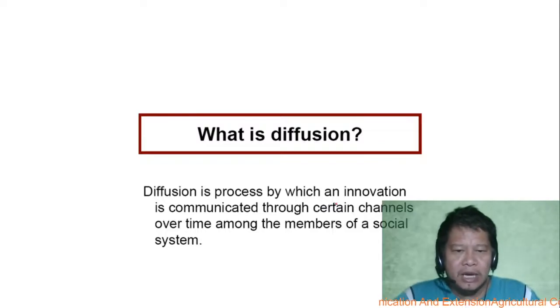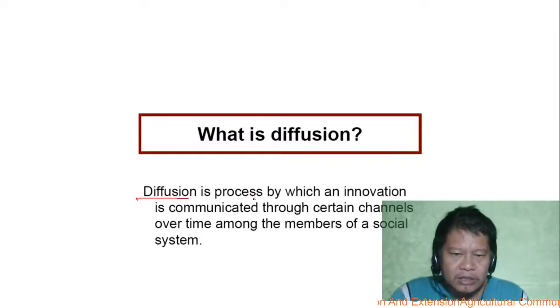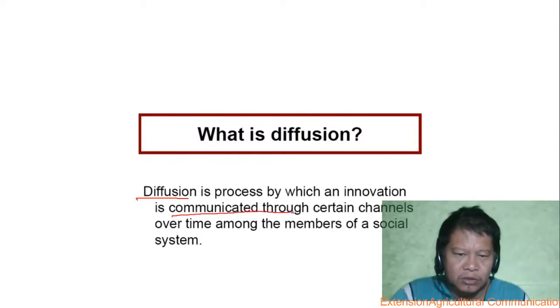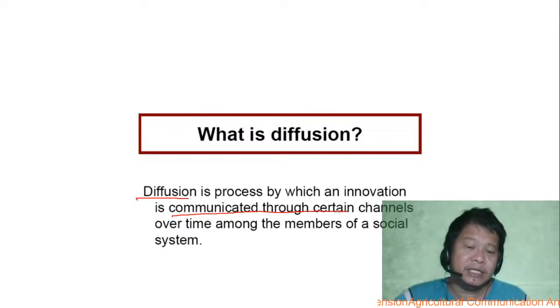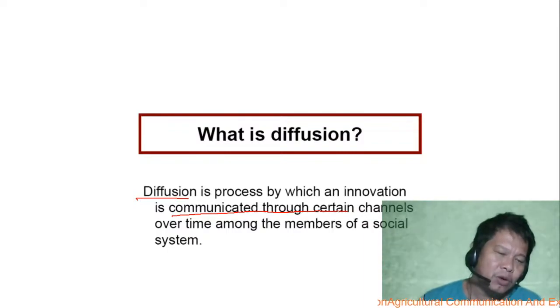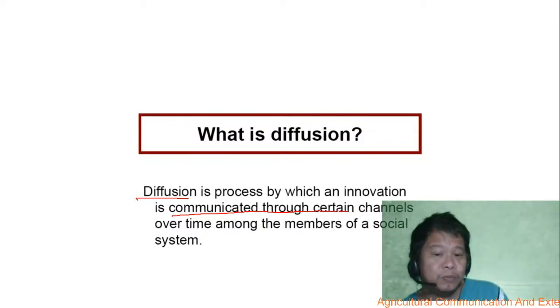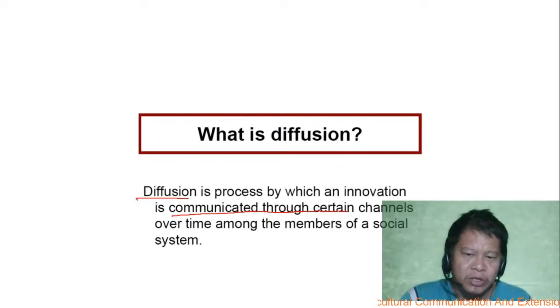Okay? Another word we have is diffusion. So what is diffusion? It's a process by which an innovation is communicated through certain channels over time among the members of the social system. Who are the members of the social system? Farmers, communities, groups. Okay? Diffusion is a process by which an innovation is communicated through certain channels.